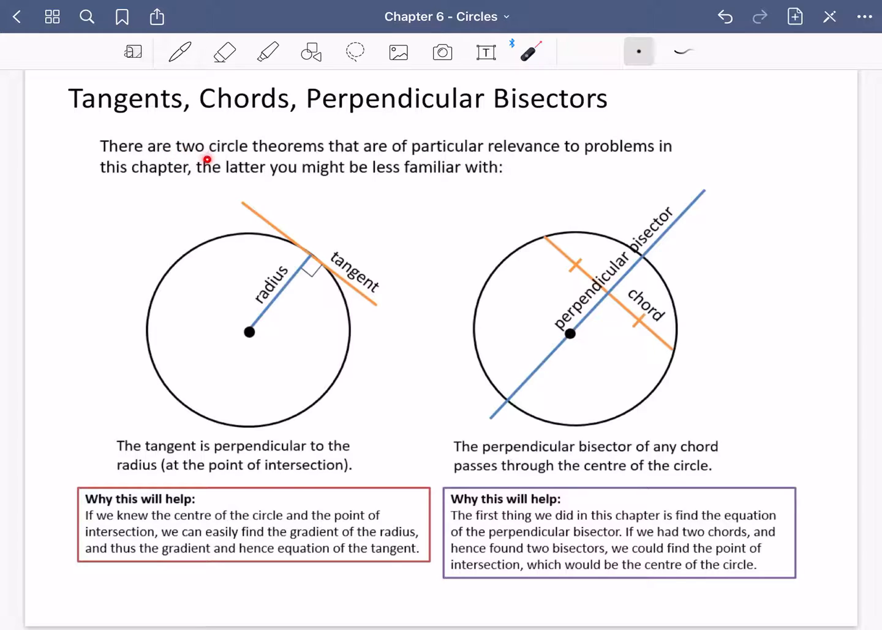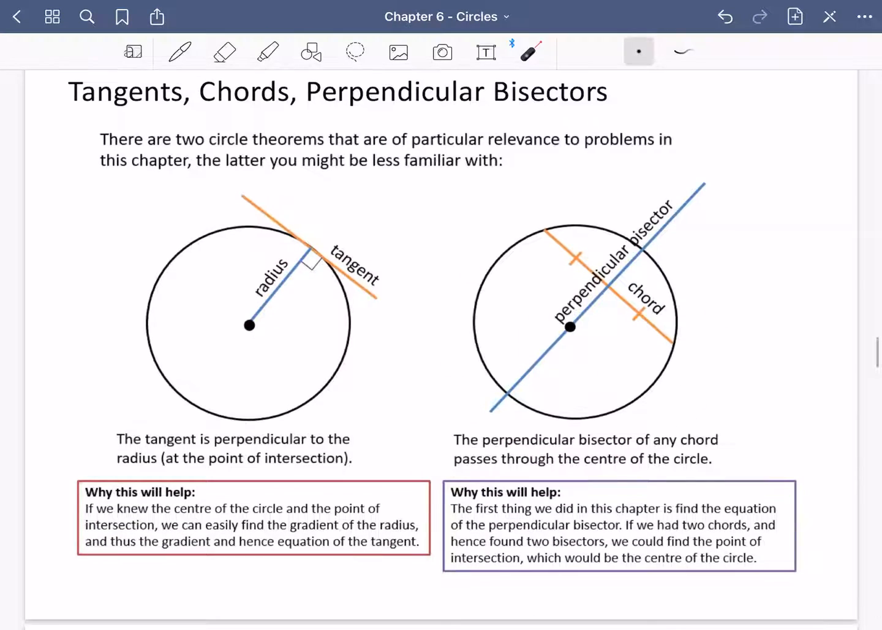So I've said here there are two circle theorems that are of particular relevance to problems in this chapter. The second one here you may be less familiar with. So for this video, we're going to be focusing on this one that we've got here. And for the second video, we'll be focusing on this, but I'm going to talk about this one in a bit more detail for the next video.